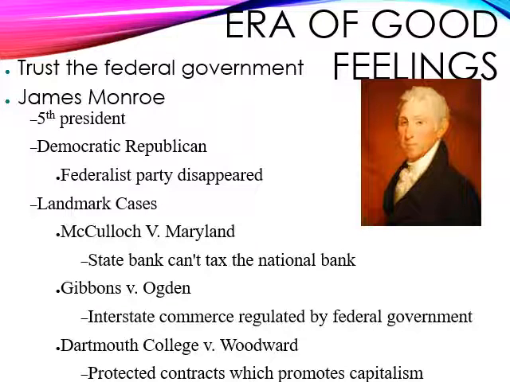This feeling of nationalism was billed by the newspapers as something called the era of good feelings. And the era of good feelings really started with the fifth president of the United States, which was James Monroe. And James Monroe was a Republican. He was a Democratic Republican. He was the fifth president of the United States.